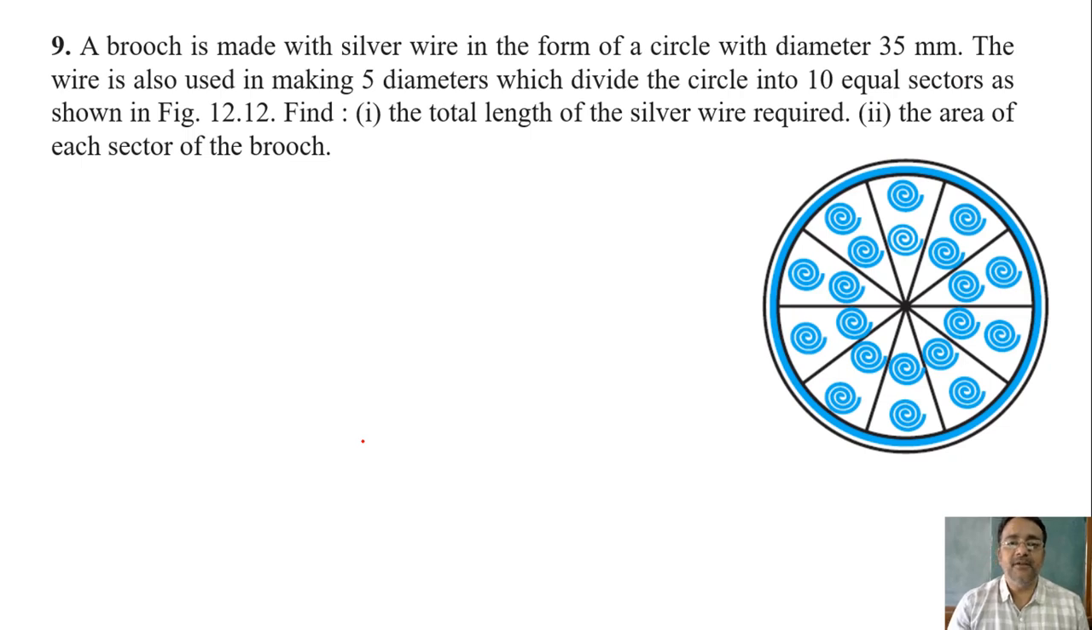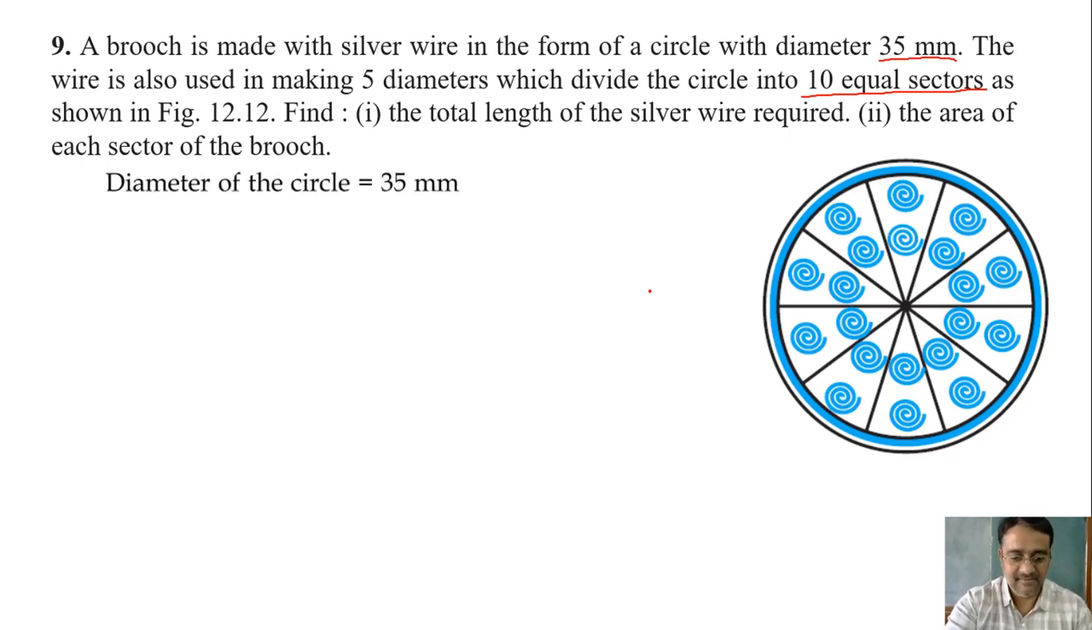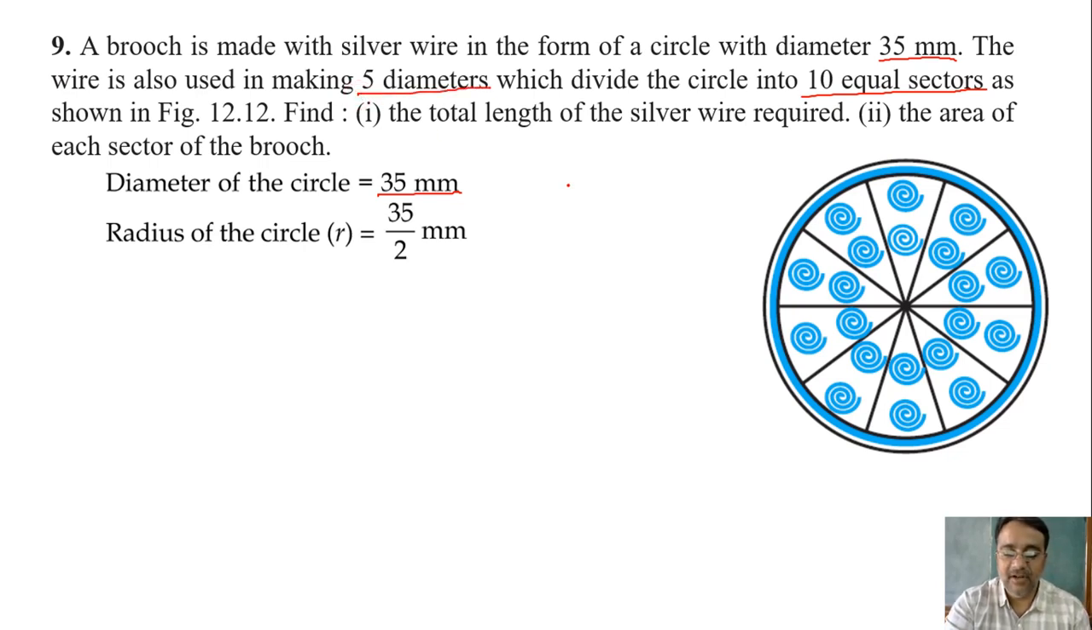A brooch is made with silver wire in the form of a circle with diameter 35 millimeter. The wire is also used in making 5 diameters which divide the circle into 10 equal sectors as shown in this figure. The total length of the silver wire required. First you have to find the area of each sector of the brooch. So the diameter is given 35 millimeter. So what will be the radius? 35 by 2. Okay, and the number of diameters is given 5. Number of diameters is 5.